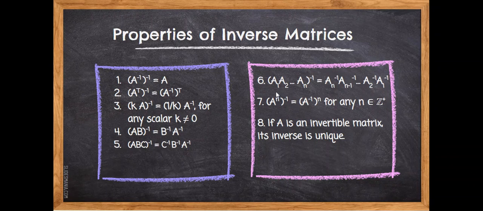And we can have many more: A sub 1, A sub 2, and so on to A sub n inverse will equal A sub n inverse times A sub n minus 1 inverse, and so on, A sub 2 inverse, A sub 1 inverse. A to the nth power inverse is going to equal A inverse to the nth power for any value of n, which is an element of the positive integers. If A is an invertible matrix, its inverse is unique.